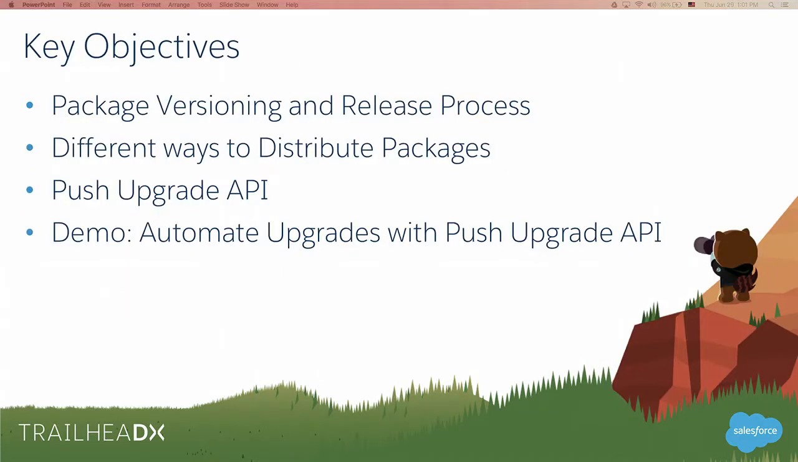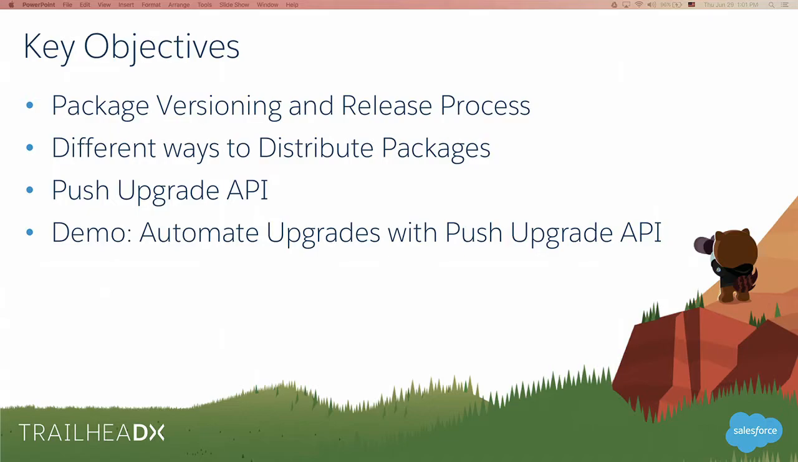Okay, this takes us on to our key objectives. The things that we want to talk about: we'll start with how we recommend versioning for your release process. You may be using the API, but if you just use that and don't have a proper organization and process in place, you may quickly mess up your release process. So we'll start out by talking about that.